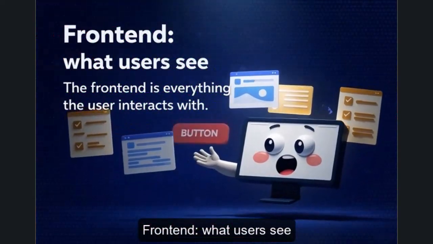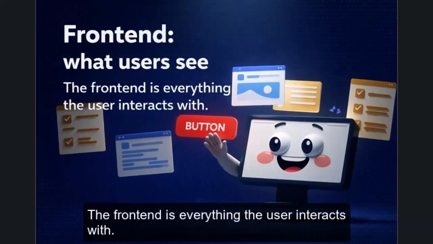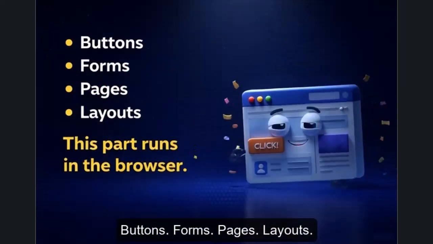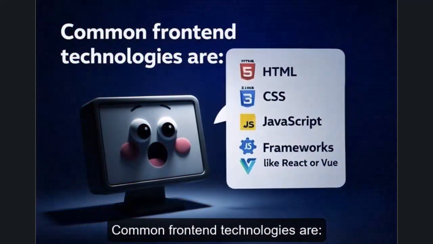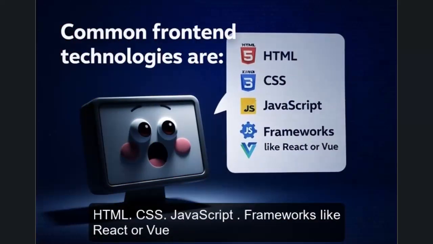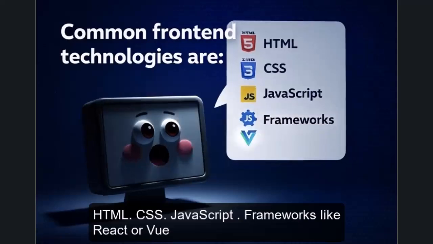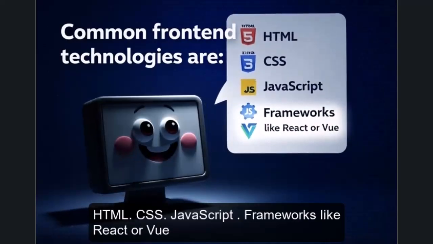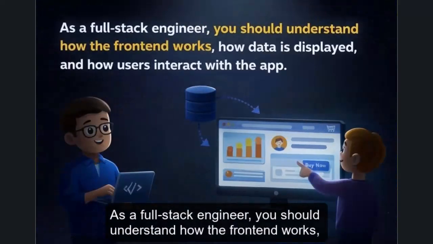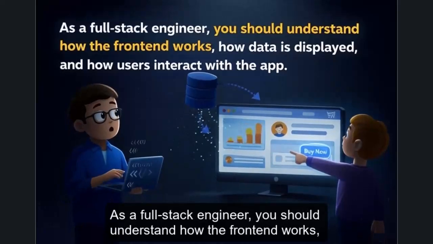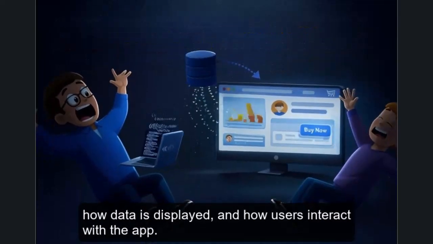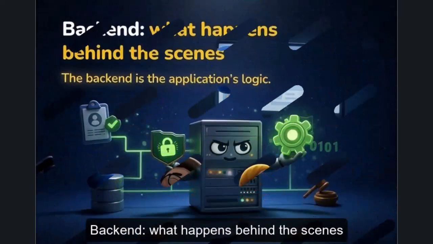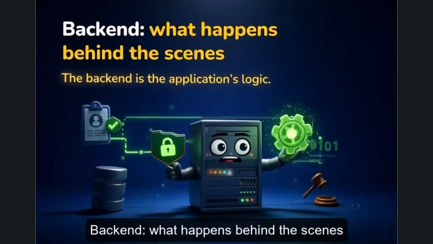Front-end, what users see. The front end is everything the user interacts with. Buttons, forms, pages, layouts. This part runs in the browser. Common front-end technologies are HTML, CSS, JavaScript, frameworks like React or Vue. As a full-stack engineer, you should understand how the front end works, how data is displayed, and how users interact with the app.